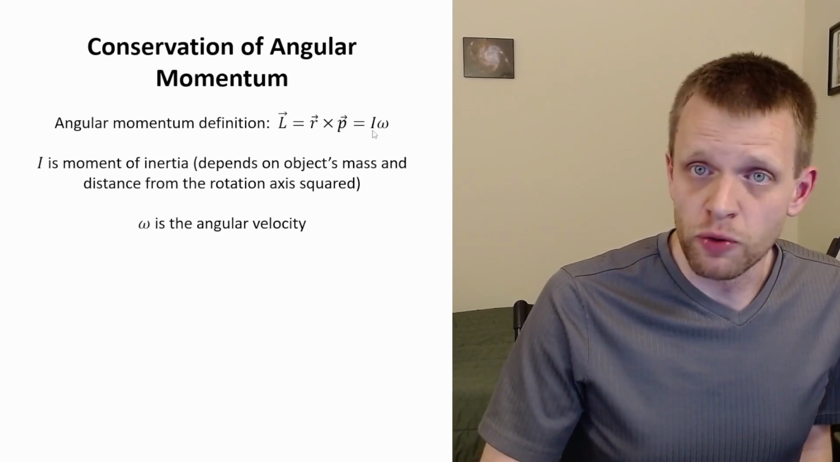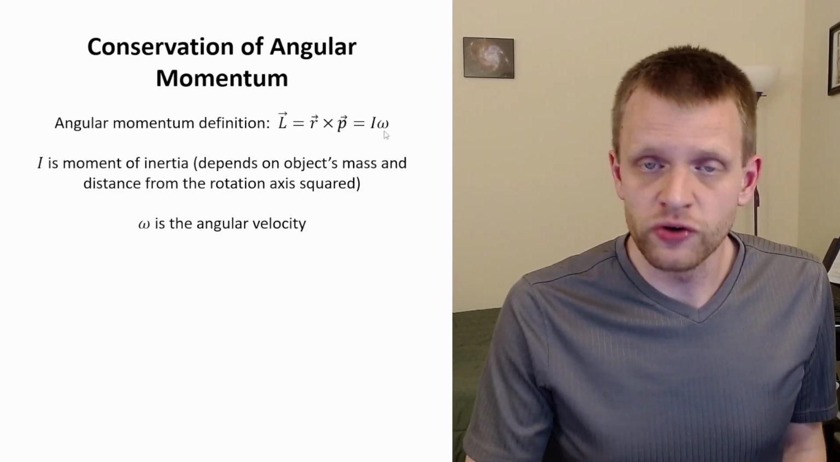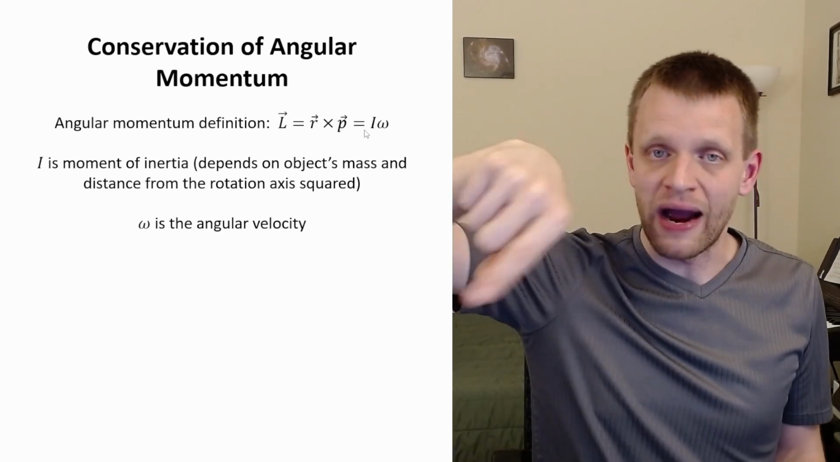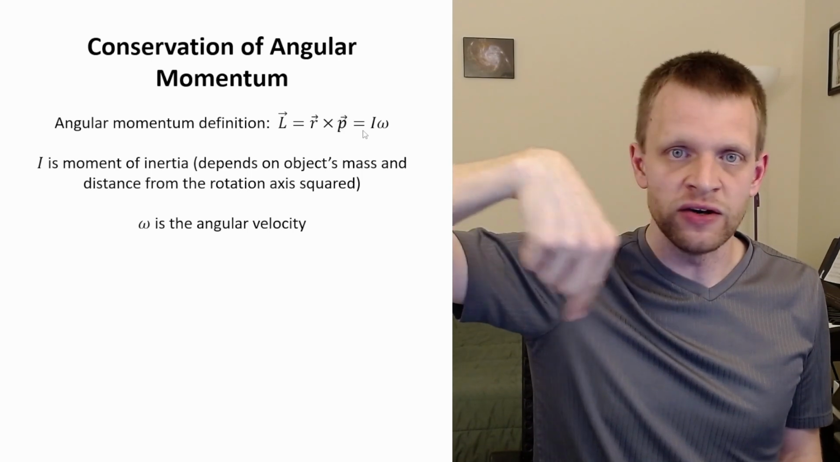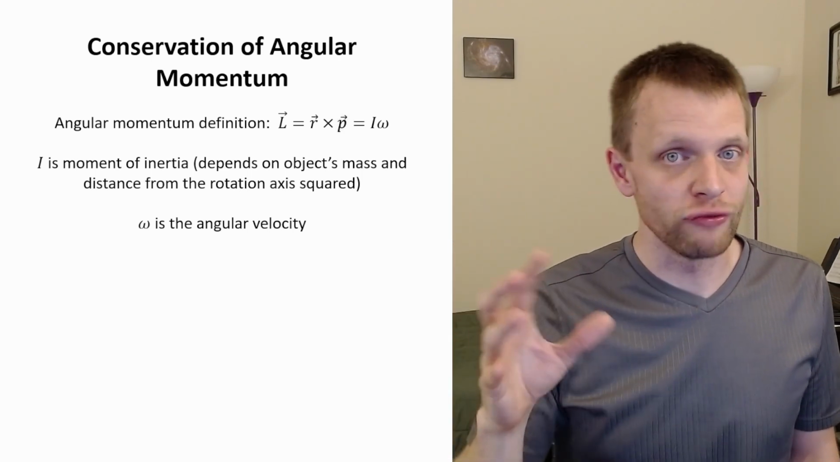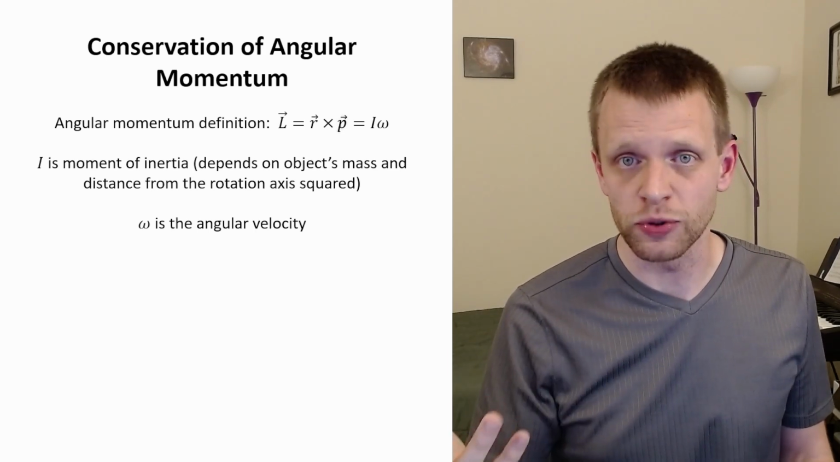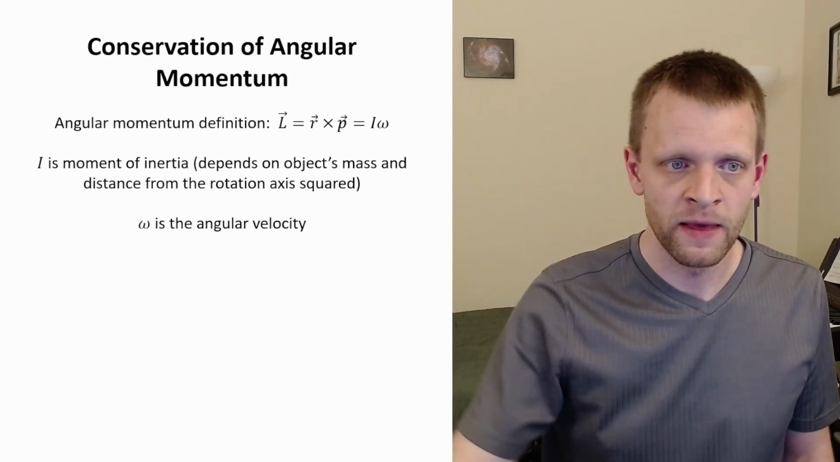So we've got this moment of inertia, and we've also got this term, which is the angular velocity. How rapidly am I rotating? Technically it should be how many radians do I rotate through per second, but you can think of this as like revolutions per second. How often am I spinning?